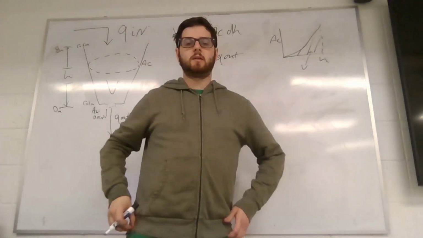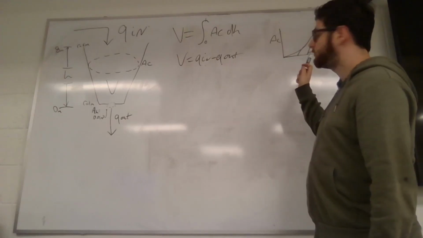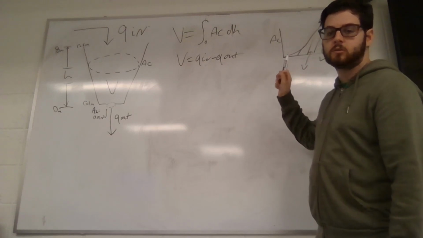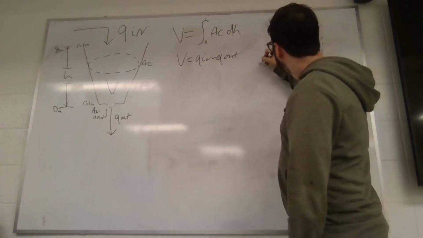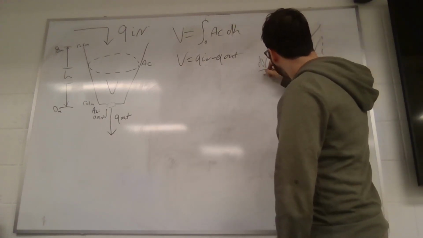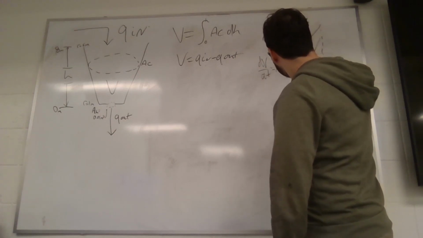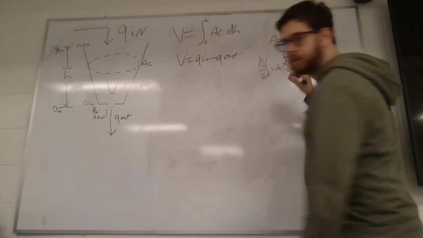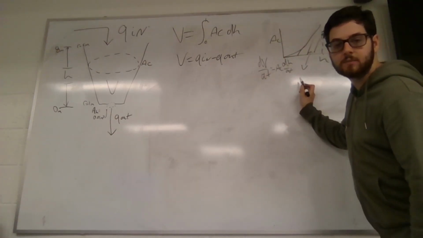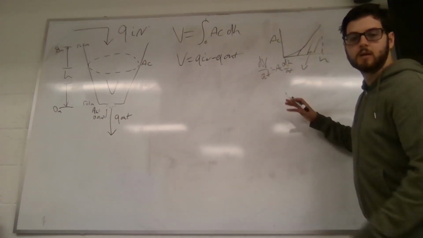And another thing, the only thing separating volume from height is cross-sectional area. So dV/dt is equal to the cross-sectional area times dH/dt. I know that's probably not the most convenient place to write it, but I have limited room.